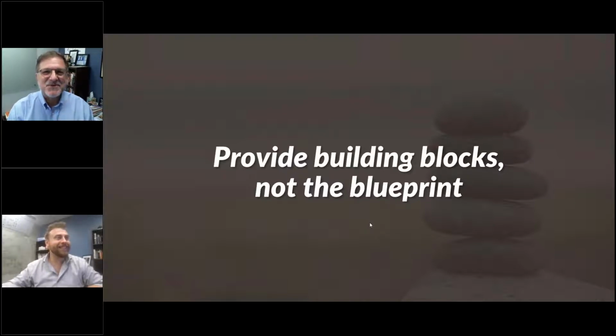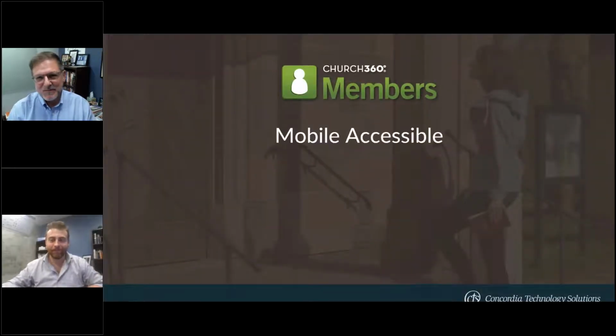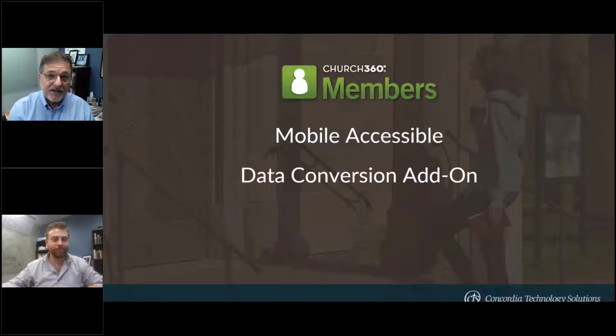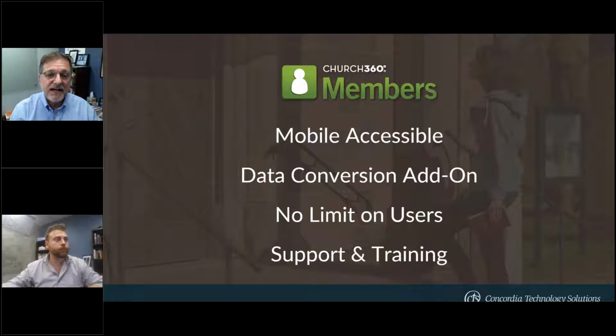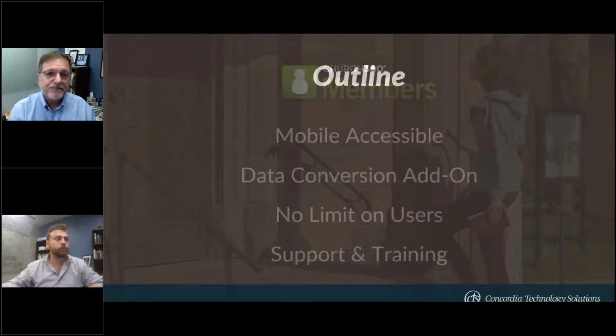So there's a lot of things you can do with Church360 Unite that are building blocks, not blueprints. So a couple of different other things too. I mentioned mobile access. There's a data conversion add-on. So if you use Shepherd staff or some other type of data, we can help you convert that. There's no limit on your users. And we'll talk a little bit about how you can add users and different roles and things of that nature. And there's support and training, as I said, here out of St. Louis. So it's local support and local training for you from the United States.